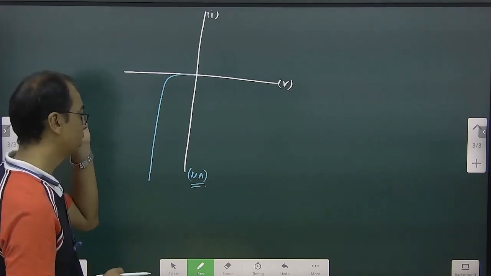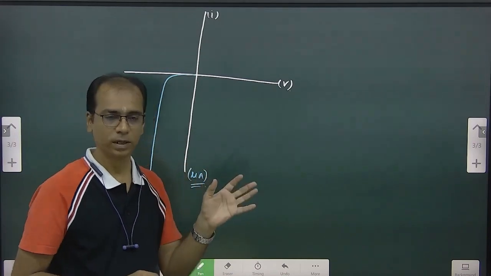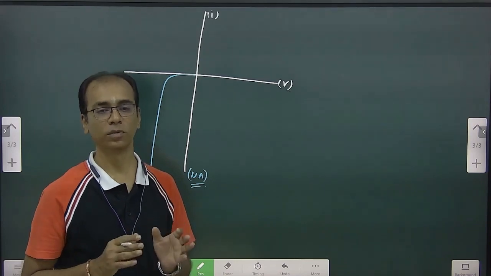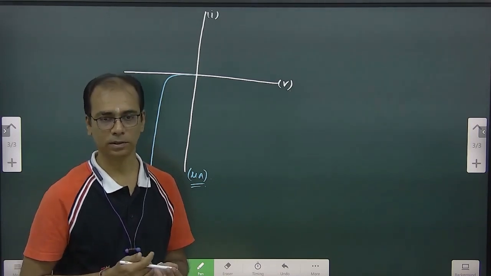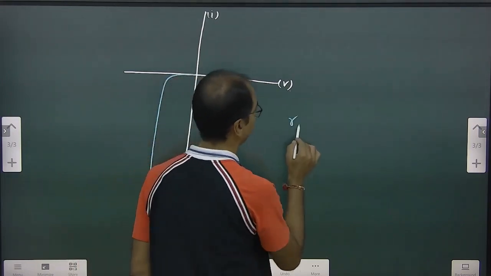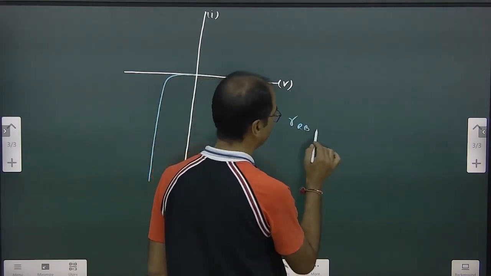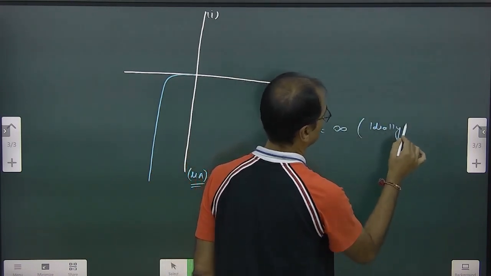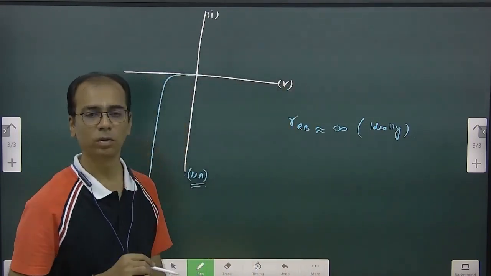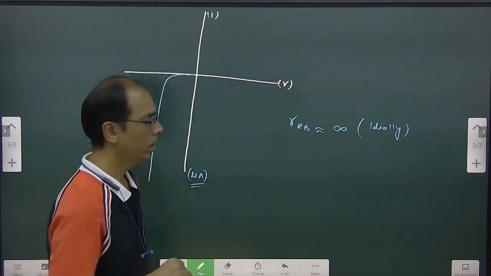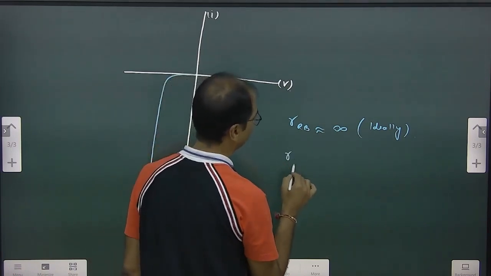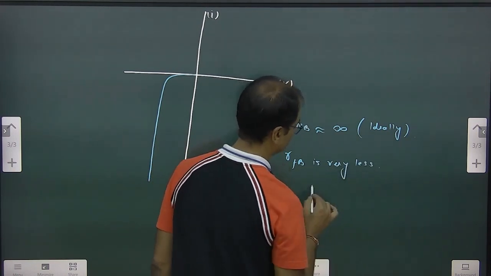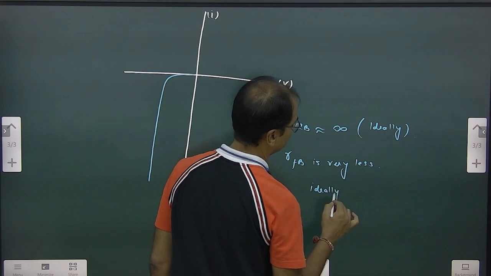Okay. Now, reverse bias we studied, forward bias we studied. Now, reverse bias resistance is considered to be very, very high. It's infinite resistance. Okay, resistance of reverse bias, ideally, should be infinite. And forward bias resistance is very less. Resistance of forward bias is very less. Ideally, it should be 0.